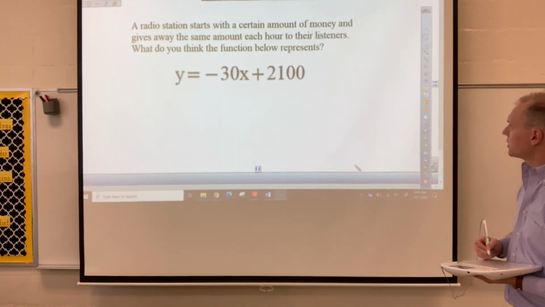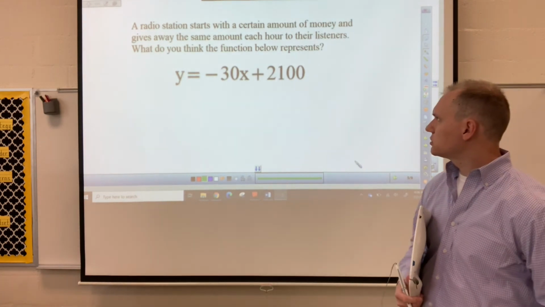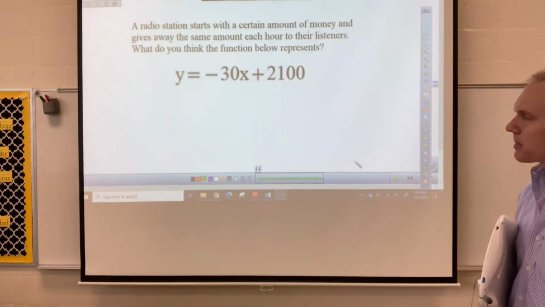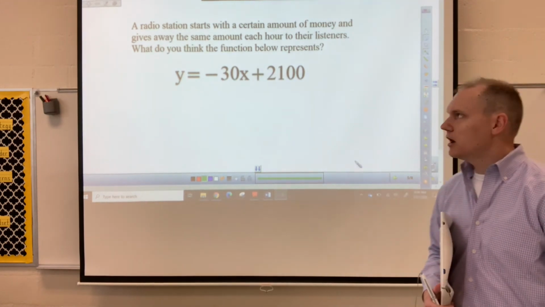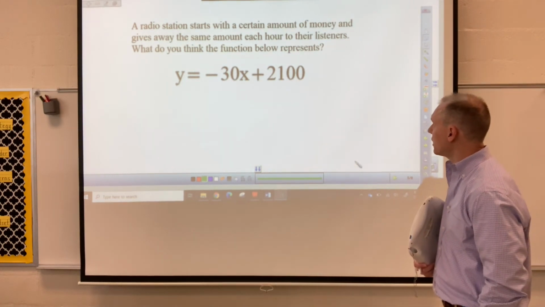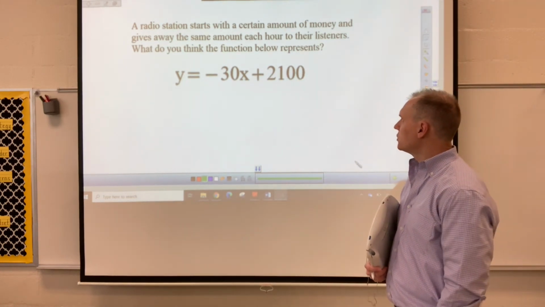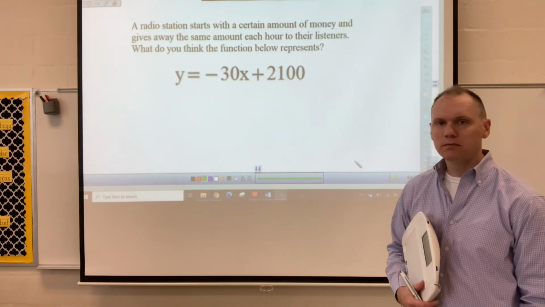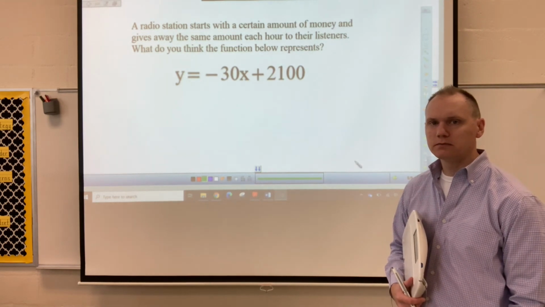Let's move on to our next example here. A radio station starts with a certain amount of money and gives away the same amount each hour to their listeners. What do you think the function below represents? So take a second to do that.